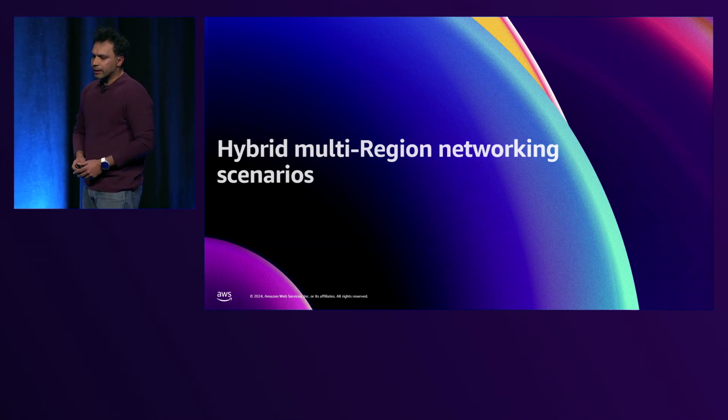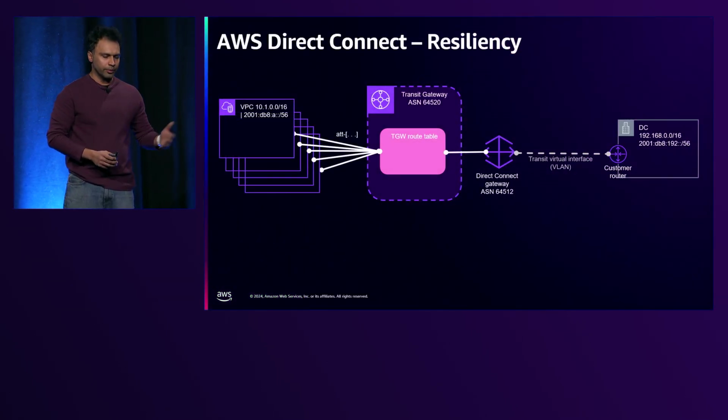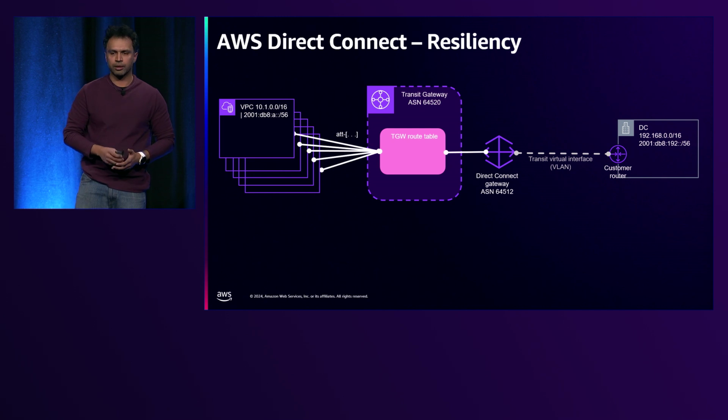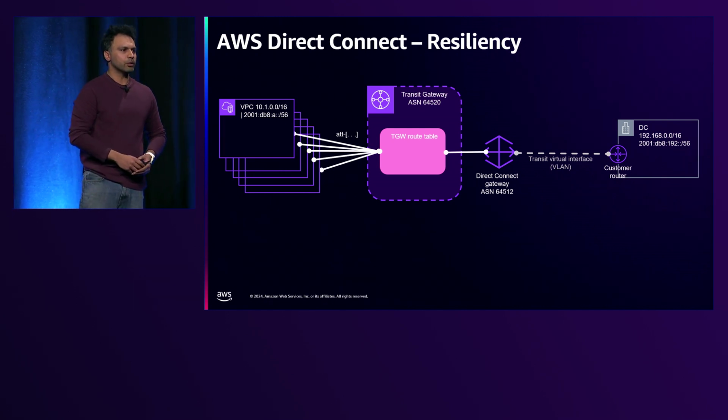Now let's talk about Direct Connect resiliency first. You saw this diagram earlier with an AWS deployment on the left-hand side, Direct Connects in the middle, and your data center on the right-hand side. First, let's expand this to multiple regions.